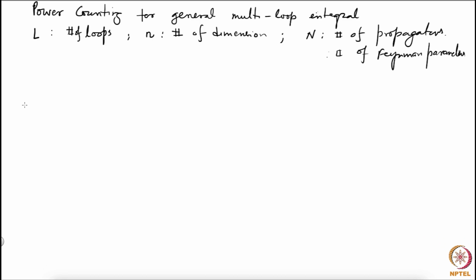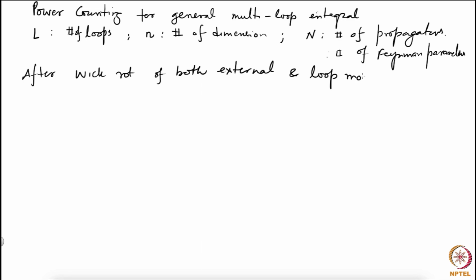After doing Wick rotation of both the external momenta, you can call it physical also, and loop momenta, we had found the following. I'll drop these factors of i, pi, and gamma n, what we had earlier, and just concentrate on the important part.